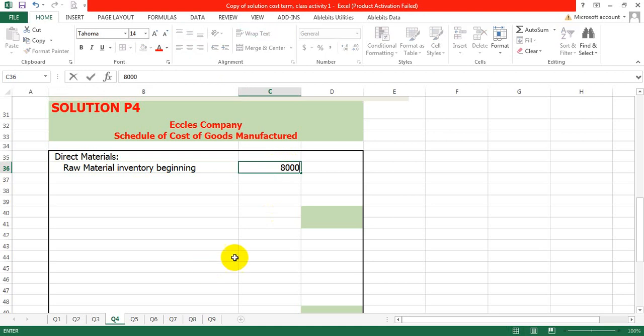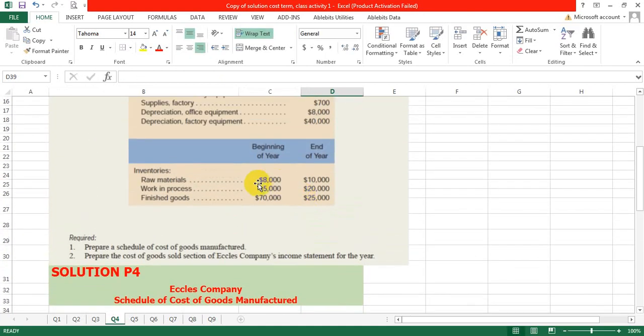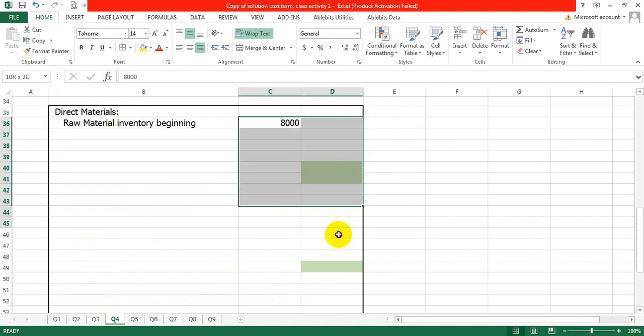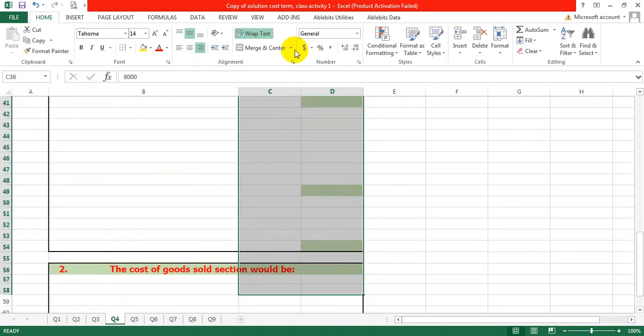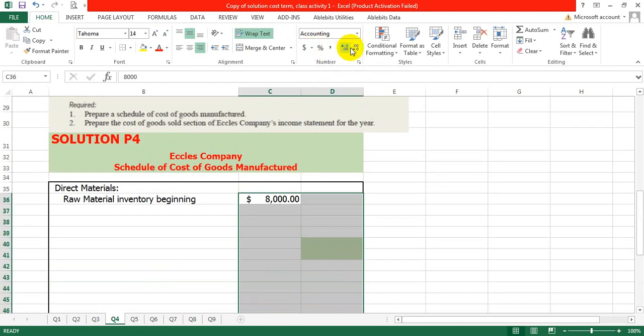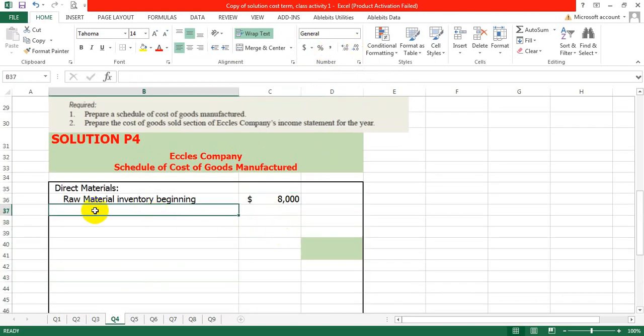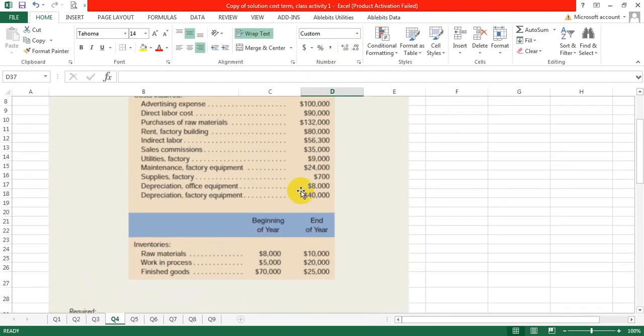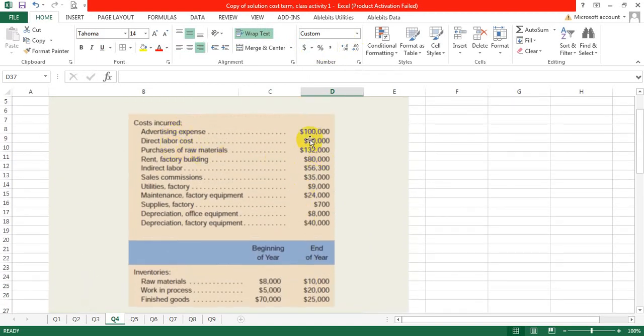From where did I get this value? Again, from the question: raw material is 8,000 at the beginning of the year and 10,000 at the end of the year. So 8,000 is this. Now my second step is to add purchases. We add the purchases of the period. Purchases of raw material, that is 1,32,000. From where did I get it? Again, I have seen it from here: purchases of raw material 1,32,000.